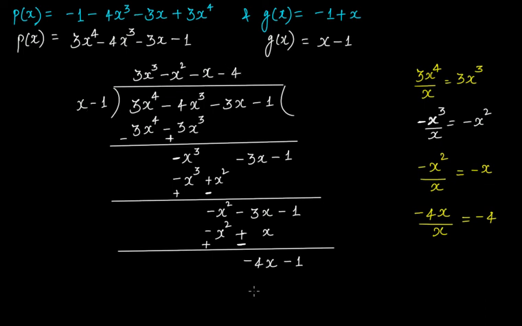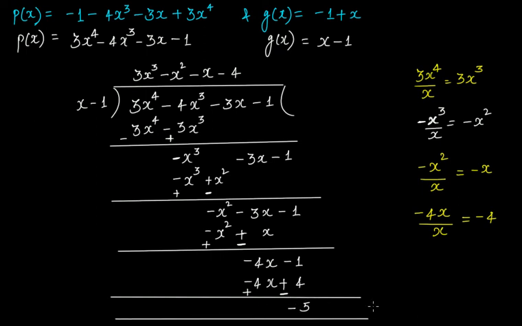Minus 4 multiplied by x is minus 4x. Minus 4 multiplied by minus 1 is plus 4. Now when you subtract this, this becomes plus, this becomes minus, and you get minus 5. Now you cannot divide further, and this will be the remainder of this division.